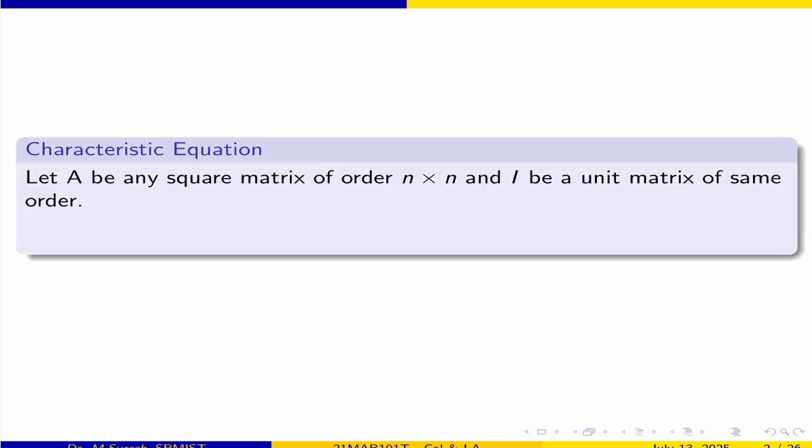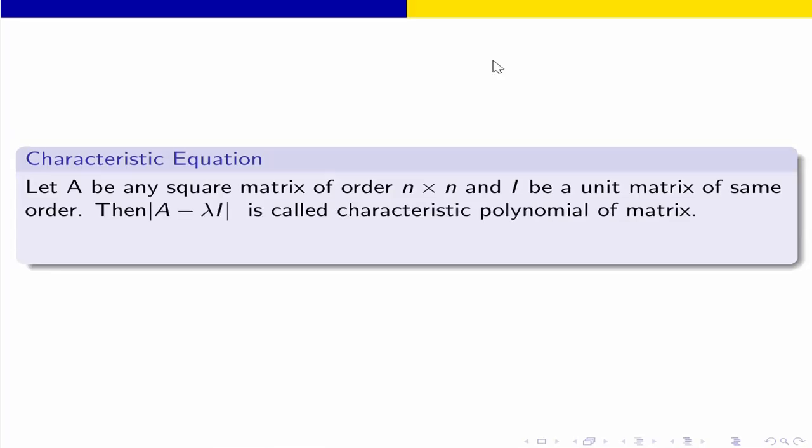Let capital A be any square matrix of order n cross n and I be a unit matrix of the same order. So here we consider any matrix A, and that matrix should be a square matrix, of order n cross n. A square matrix means the number of rows and columns should be the same. So a 2 by 2 matrix, 3 by 3 matrix, or 4 by 4 matrix, that matrix we call a square matrix. And here I is a unit matrix of the same order.